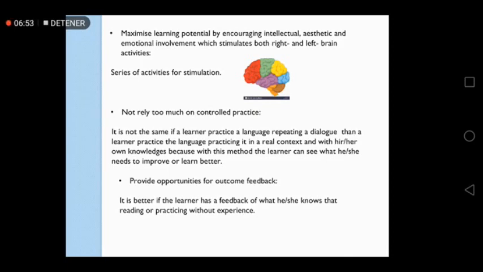Materials should provide opportunities for outcome feedback. It is better if the learner has feedback of what he or she knows than reading or practicing without experience. If they don't have this feedback, it's possible that in the future he or she makes a lot of mistakes with the language.